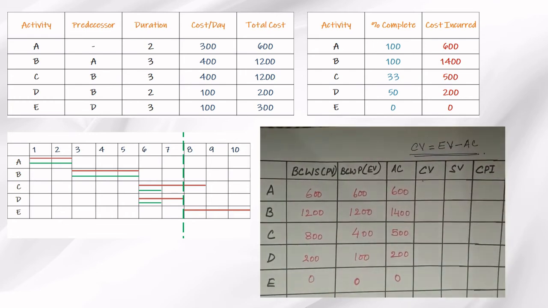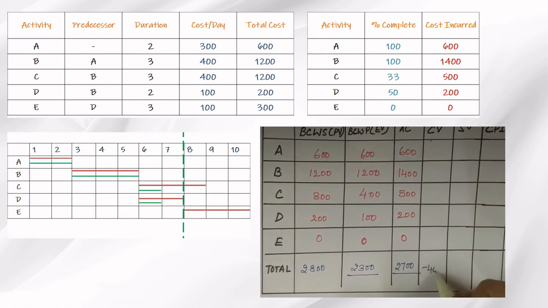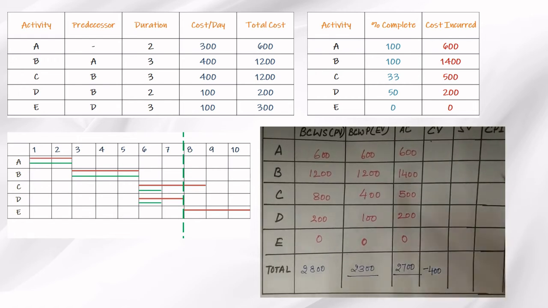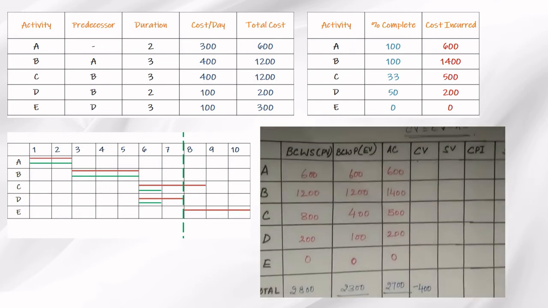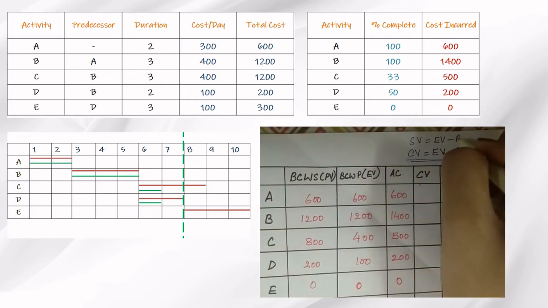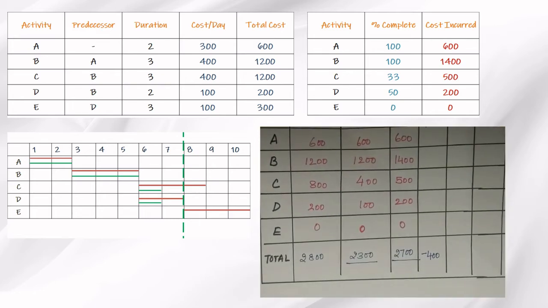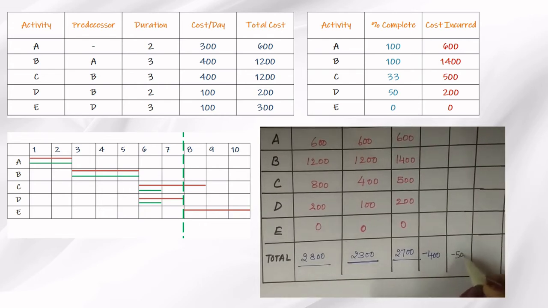So we would be subtracting the value of EV, that is 2300, minus we would be doing the 2700. So we would be getting a value of 400. Now let's come to the schedule variance, wherein the formula for the schedule variance is given as SV is equals to EV minus the planned value. So here we see that the EV is 2300 and we minus it from the 2800, so we get the value of minus of 500.